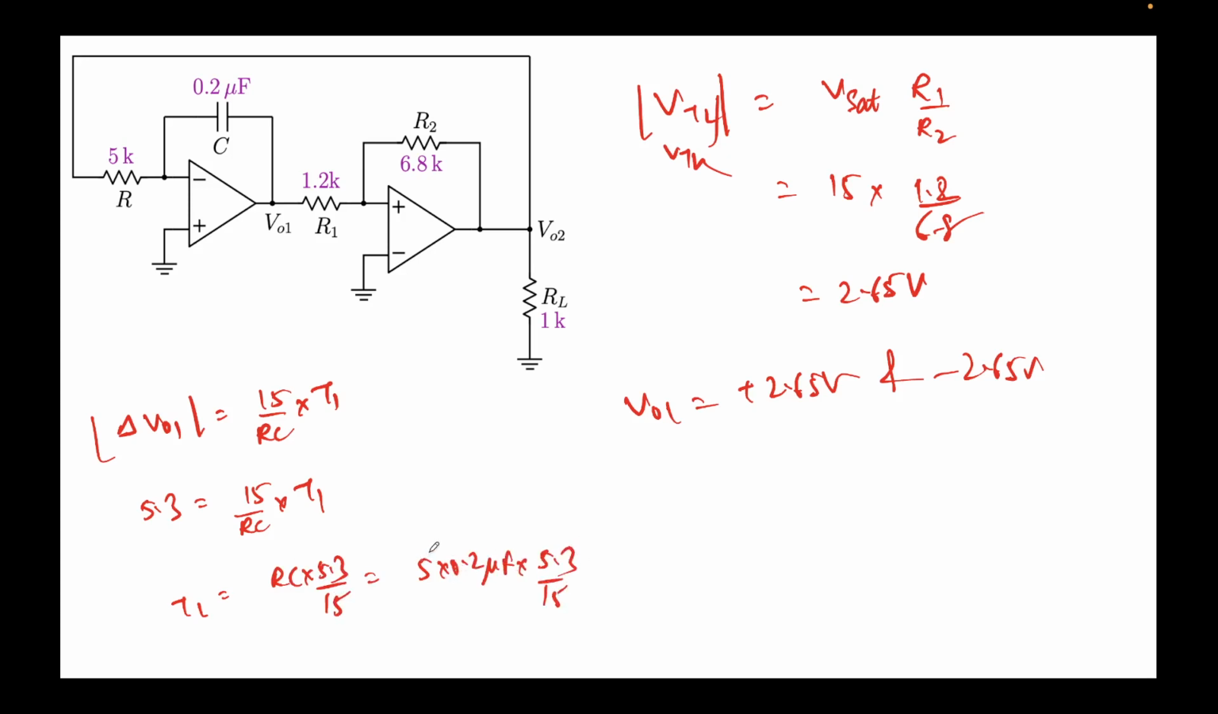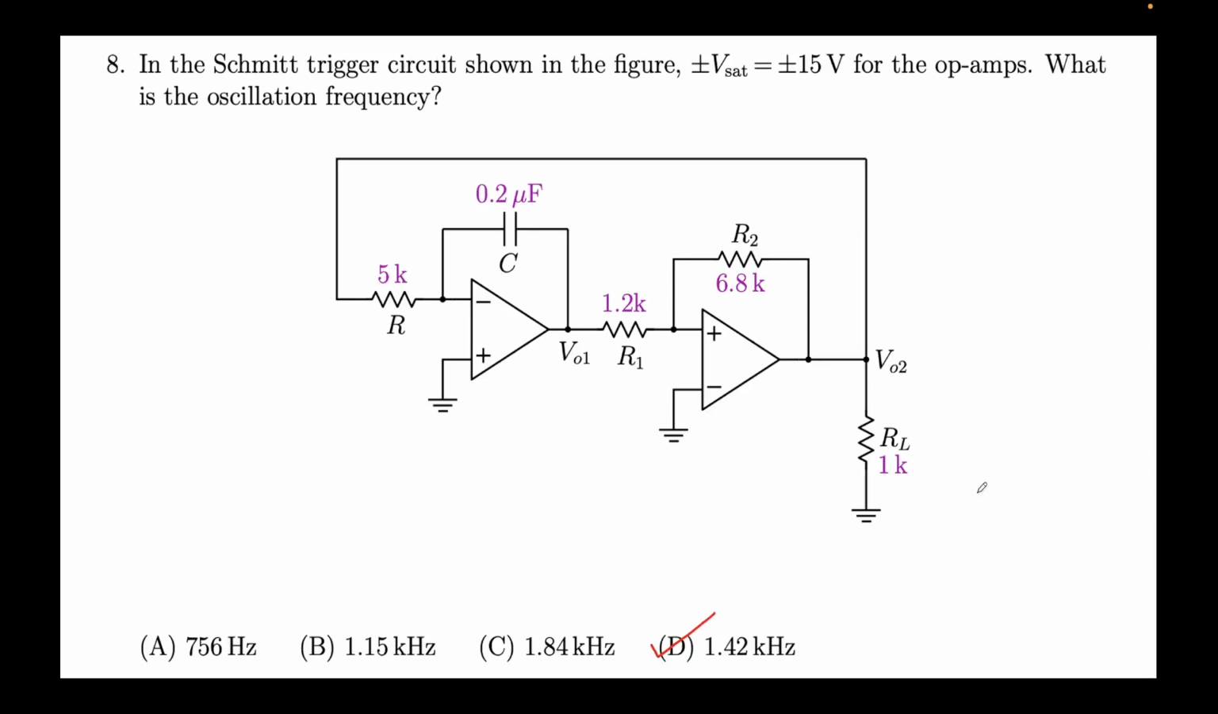That turns out to be 1 millisecond. So 5.3 over 15 milliseconds, that turns out to be 0.35 milliseconds. Okay, similarly T2, because the form remains the same, T2 will also be 0.35 milliseconds.